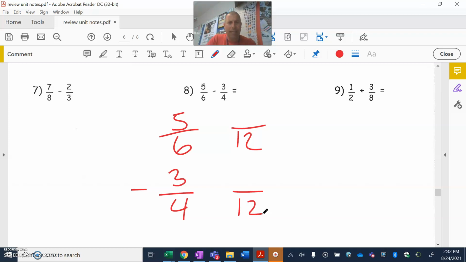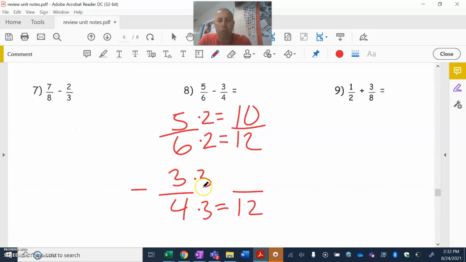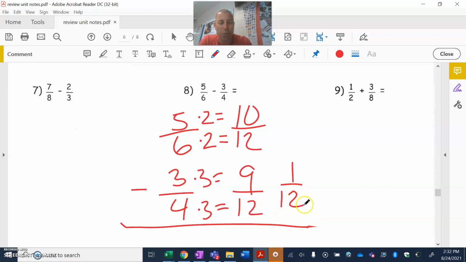Now, by stacking them, I can easily see, oh, 6 times 2 is 12. So now I need to multiply the 5 by the 2 to get to the 10. So if you would rather go from that standpoint, 4 times 3 is 12. So, okay, I've got to multiply this by 3. 3 times 3 is 9. Now we can subtract 10 twelfths minus 9 twelfths. So 10 minus 9 is 1, so we get an answer of 1/12.